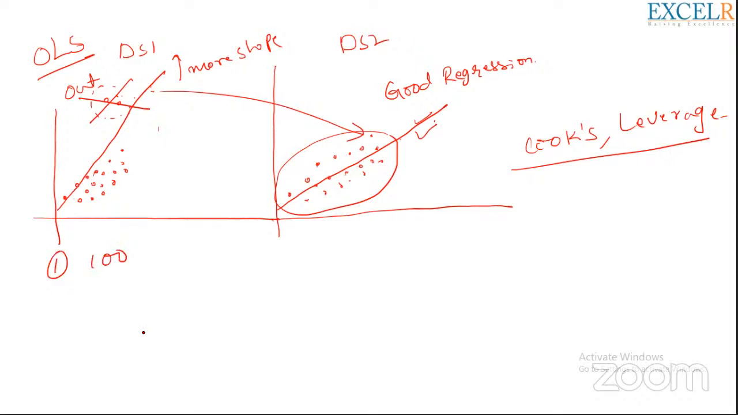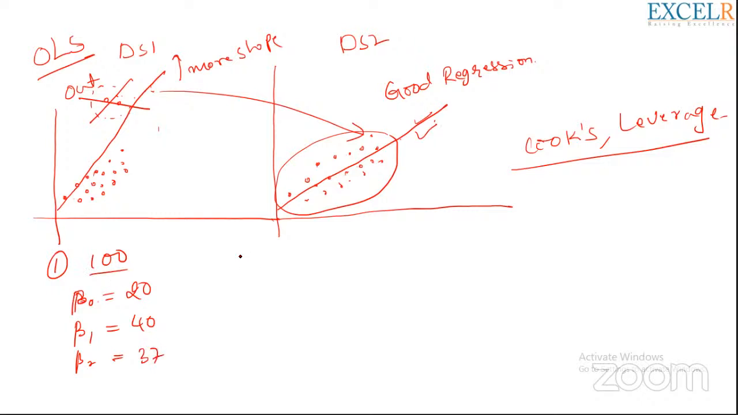With these 100 data points, I have built the regression equation. I've got the values like this. So beta naught value, let's say 20. Beta 1 value, let us say 40. Beta 2, let us say 37. So these are the scenario of the 100 data points.